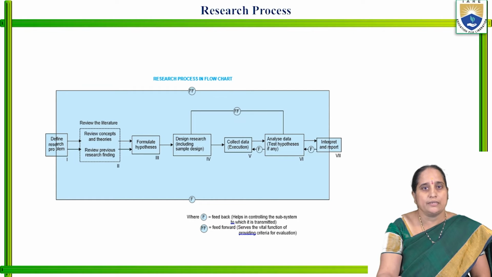Then after selecting the samples, we start data collection, which is known as execution of data. How are we going to execute the data? Here we'll discuss two types of sources, primary and secondary data sources. When you are talking about primary data sources, you collect the data directly from the enumerates for the first time, and that type of information is known as primary data.